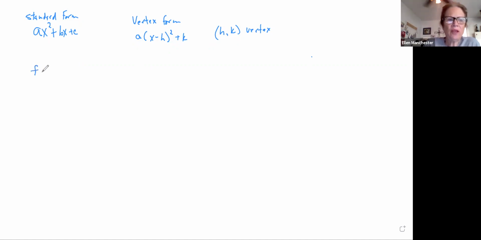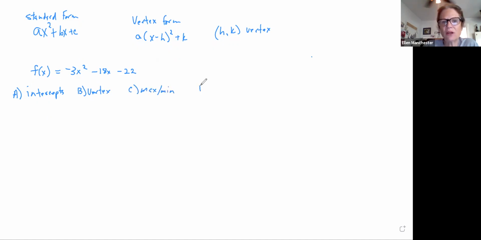So we're going to start with a quadratic function, and it's negative 3x squared minus 18x minus 22. So this is an example of one of the problems. Then it gives you 4 questions that you have to answer. The first one is the intercepts. The second one is the vertex. The third one is, is this a max or a min? And this is a very easy question to answer. And the fourth one is the range, or the y values, what the y values can be.